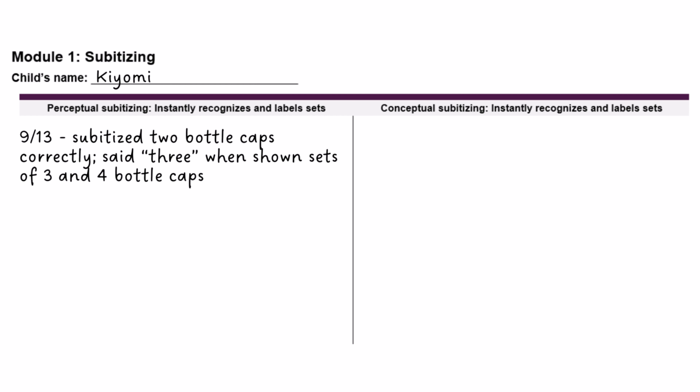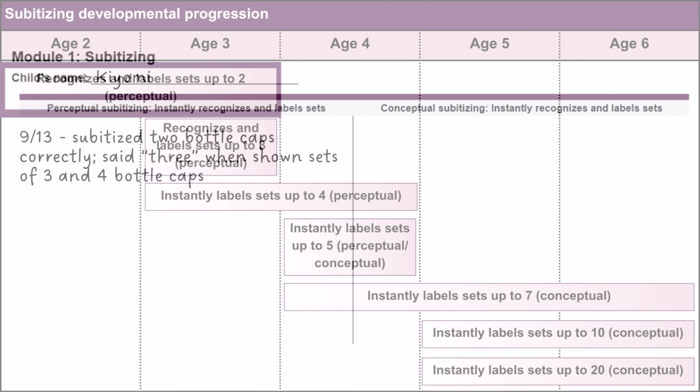Let's take a look at how you could have completed the logbook. Kiyomi was able to quickly and accurately identify 2 bottle caps without counting. Although she responded correctly when shown sets of 3 bottle caps, she also responded 3 when shown sets of 4 bottle caps. Her over-application of the number word 3 indicates that she might not have a firm concept of 3-ness just yet. The same is true for her concept of 4-ness.